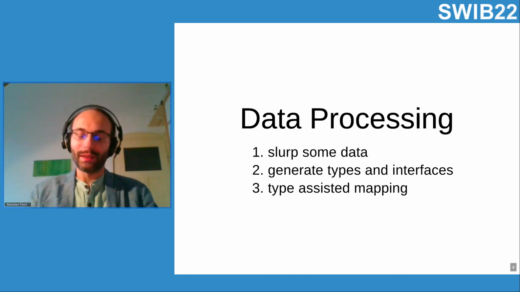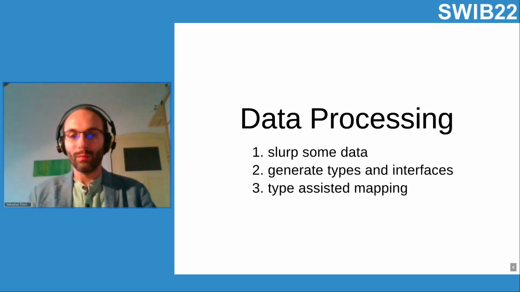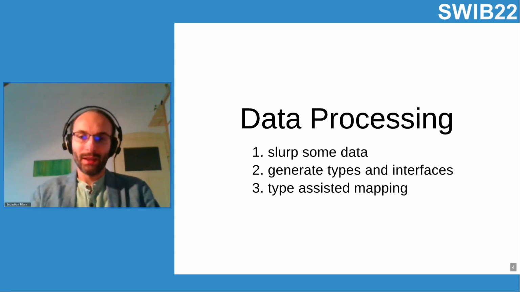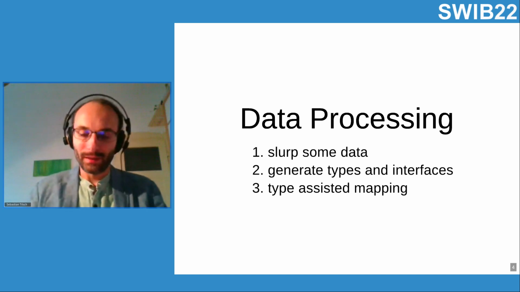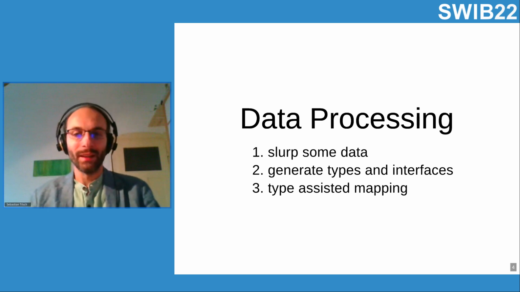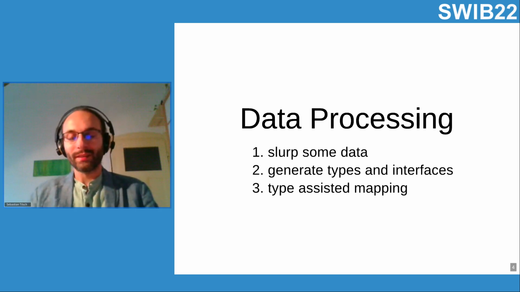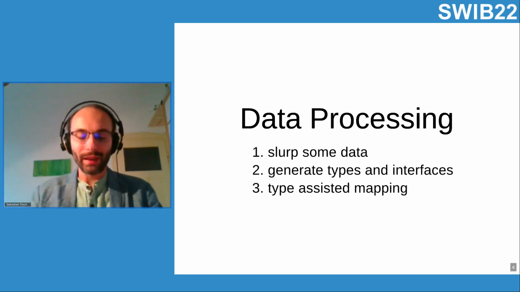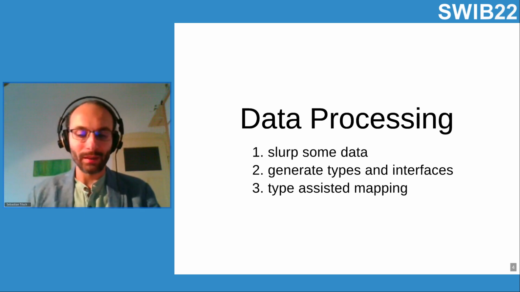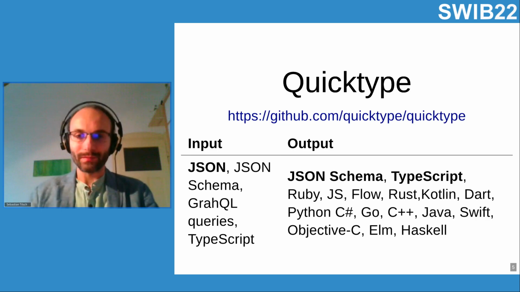And I want to introduce some tools that can be used to do this. First of all, we have a three-step process. We will slurp some data from the data source. Then we can generate the types and interfaces. And then we do a type-assisted mapping. And I prefer this over other mapping mechanisms. I know there are a lot of mapping tools out there, but I prefer this process if I don't have that much knowledge about the source data.